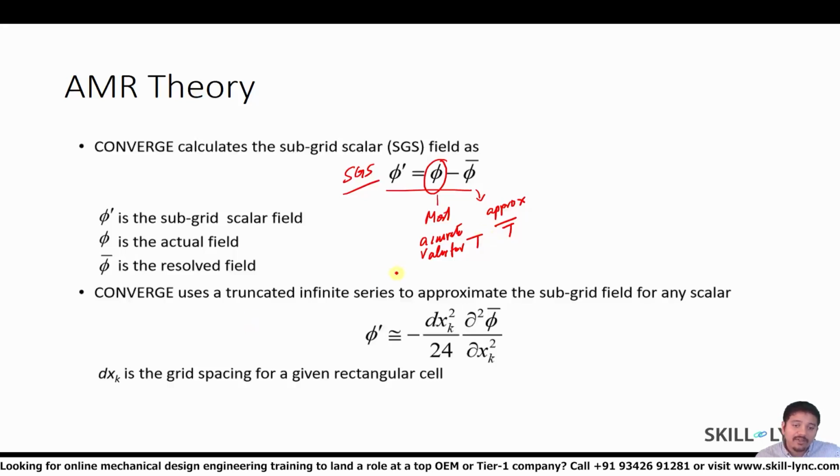Now your subgrid scale value can be obtained by truncating an infinite series, and you will come up with this expression. And you can see that this kind of makes sense. When your computational mesh is smaller and smaller, which means dx is getting smaller and smaller, phi dash tends to 0. So if phi dash tends to 0, that means your phi bar is getting closer to phi, which makes sense. When your computational mesh is smaller and smaller, you don't need to worry about the subgrid scale parameter. It is going to be smaller because you are resolving most of it.